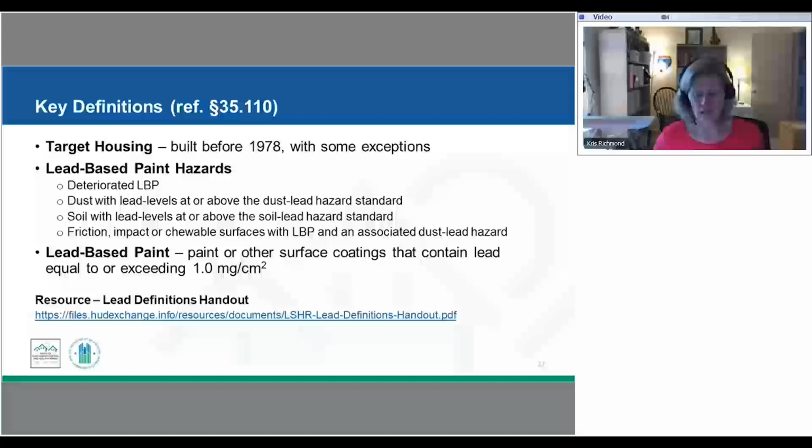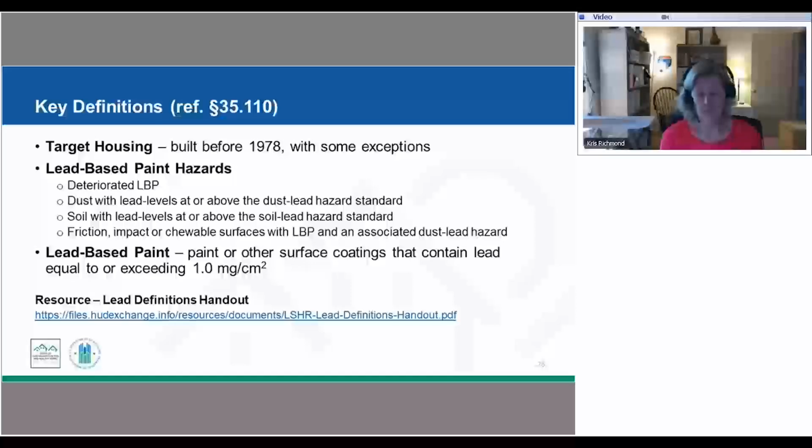All right, so let's look at a couple of key definitions. Target housing, again, is any housing built before 1978 with some exceptions. Some of those exceptions would include housing exclusively for the elderly, housing exclusively for the disabled, or zero-bedroom units unless a child less than 6 is residing in those units or is expected to reside in those units.